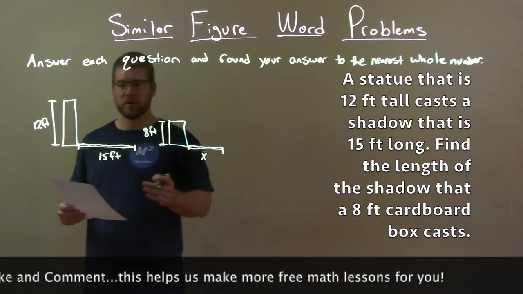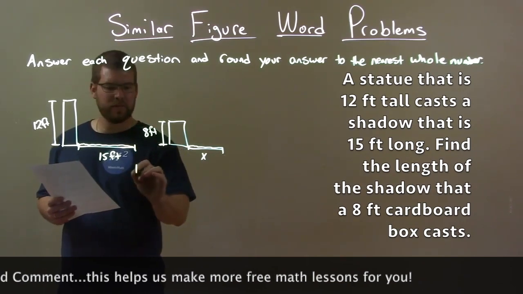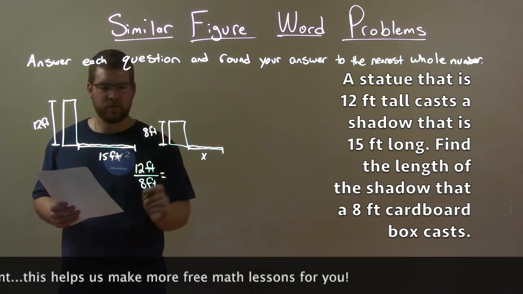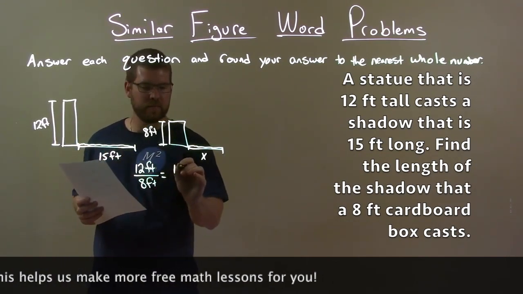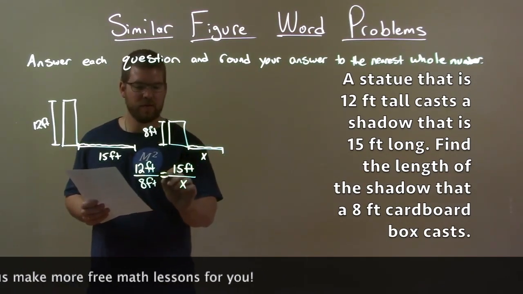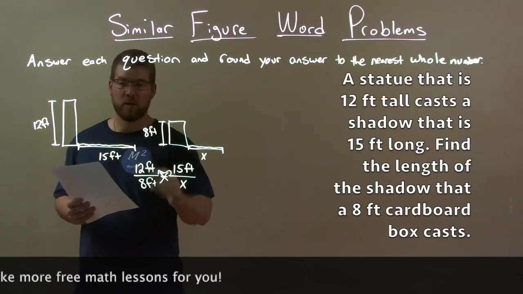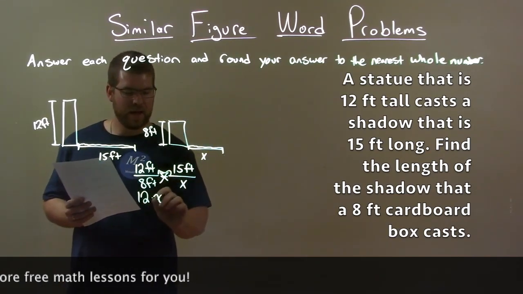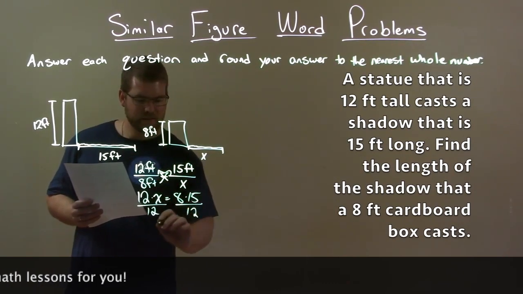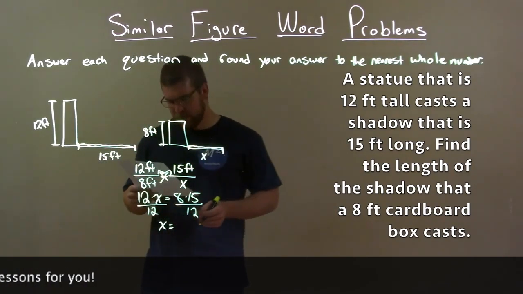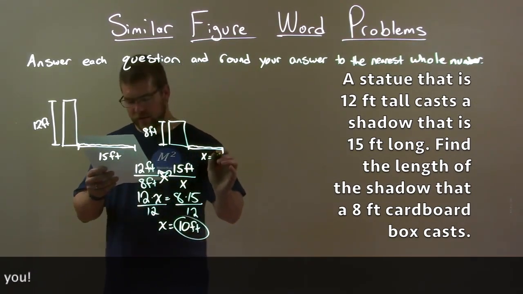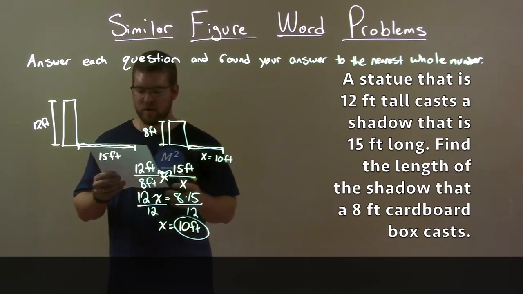So we can set up a proportion. The height, 12 feet, over 8 feet, we have the heights here, is equal to 15 feet, the first shadow, make sure it matches up here, over the shadow of our box, x. Now with that information, let's solve for x. Cross multiply. 12 times x equals 8 times 15. Divide both sides by 12. X is by itself, and 8 times 15 divided by 12 is 10 feet. And so the box casts a shadow that's 10 feet long.